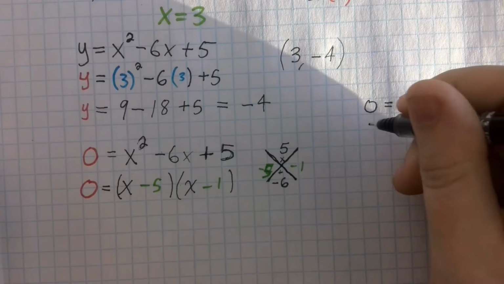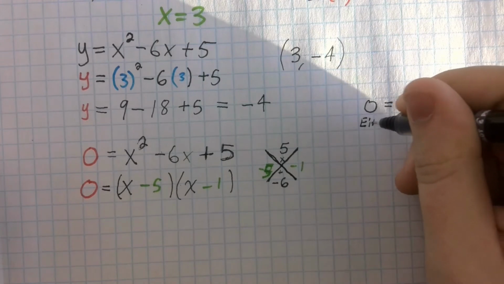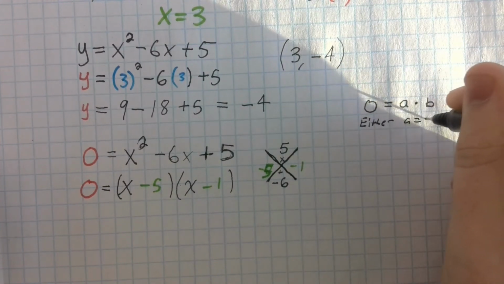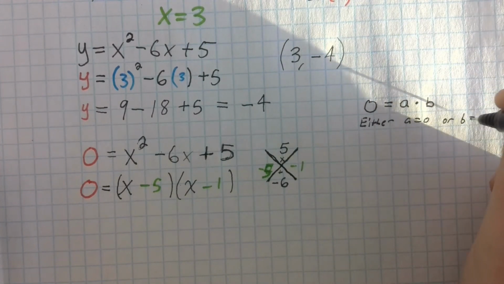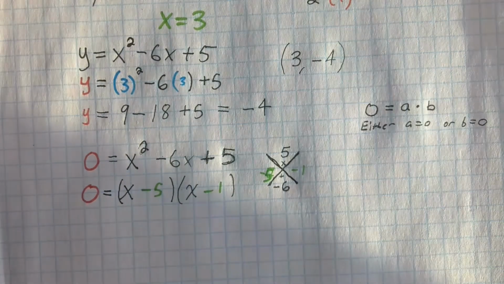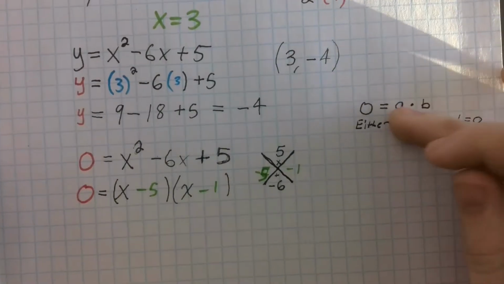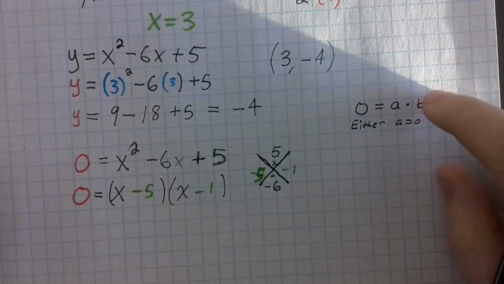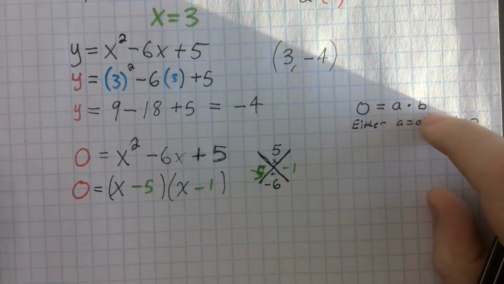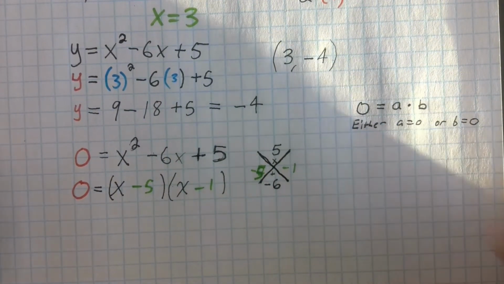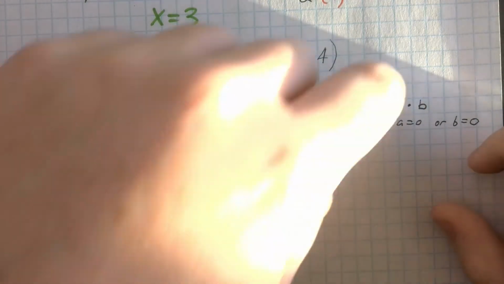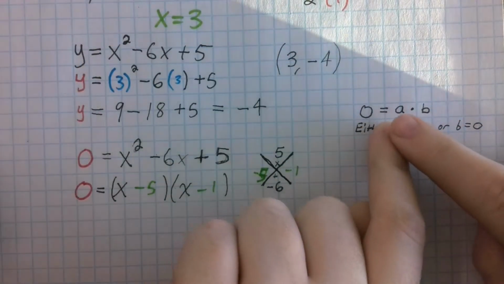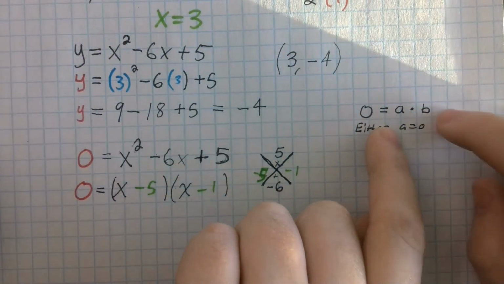Well, we know that either a equals 0 or b equals 0, right? If, let's say, a is 0 and b is 7, 0 times 7 is 0. So that would make it work. We could also make it work if b is 0. Let's pretend that a is 7. 7 times 0 is 0.